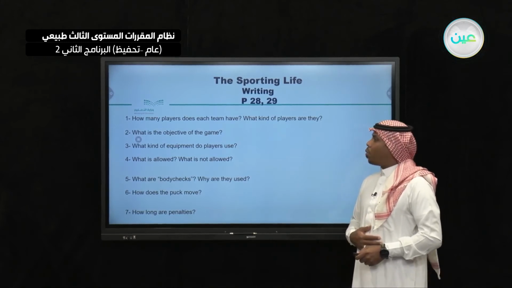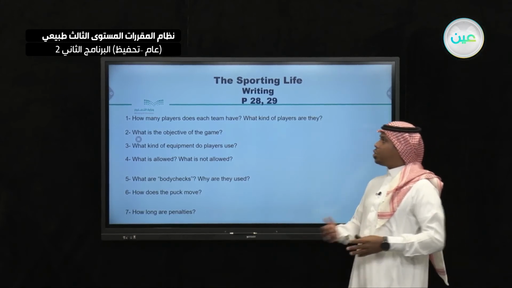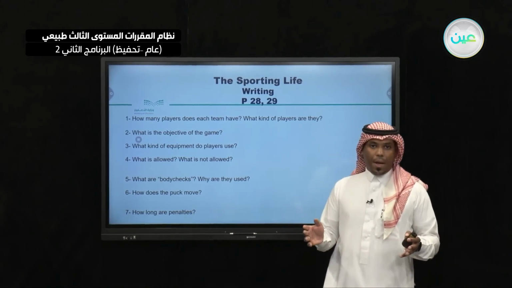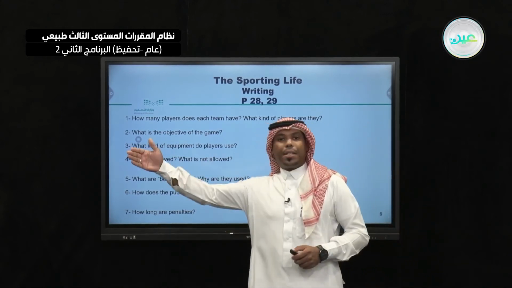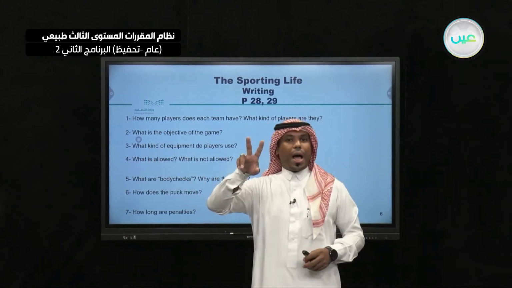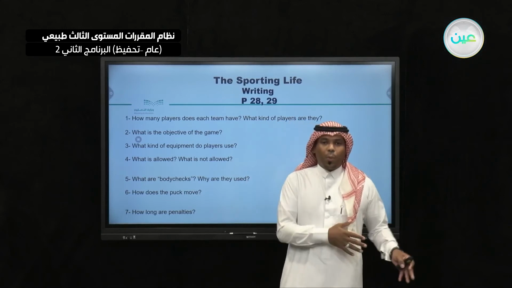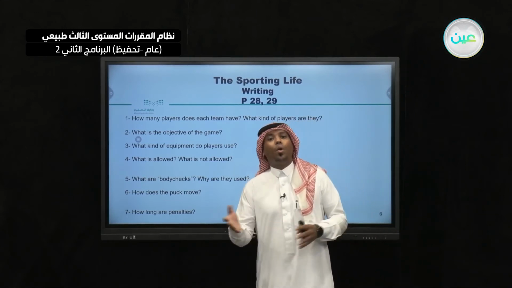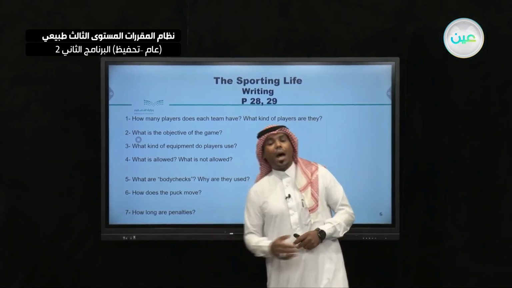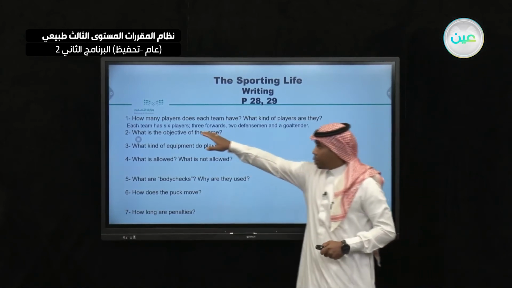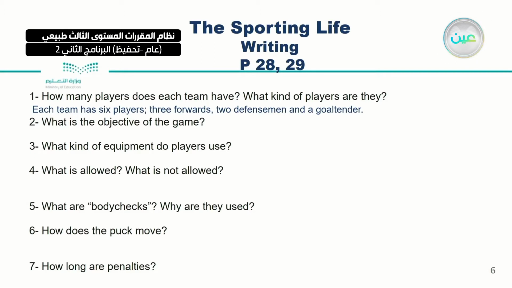Let's start with number 1. How many players does each team have? Actually, they have 6 players. 3 are attacking, 2 defending, and the goaltender. In football matches, we call them the goalkeeper, but here in ice hockey, we call them the goaltender. So 6 players: 3 forwards, 2 defensemen, and a goaltender.